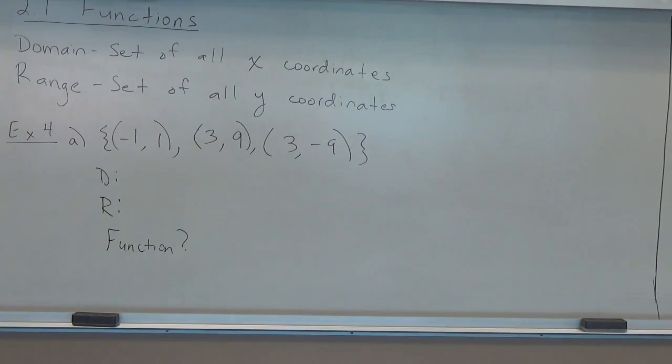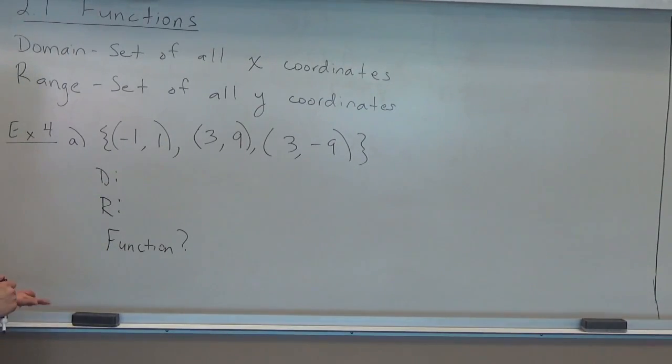Let's talk about domain and range. We can discuss domain and range in terms of either a relation or a function. The domain is simply the set of all x coordinates. The range is the set of all y values. In example 4, we've got 3 little problems that we want to look at. In part A, we've got a list of ordered pairs or a relation. What is the domain of this relation?